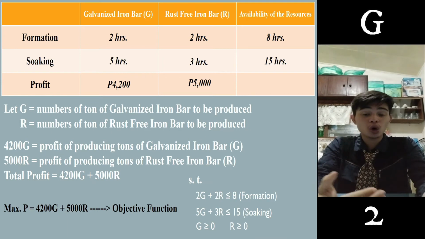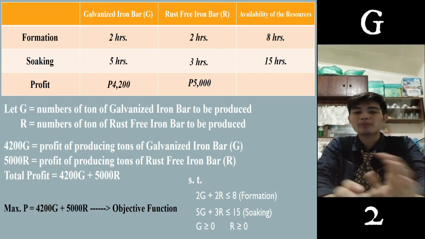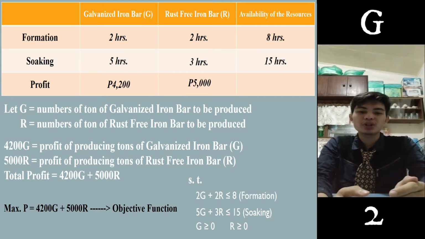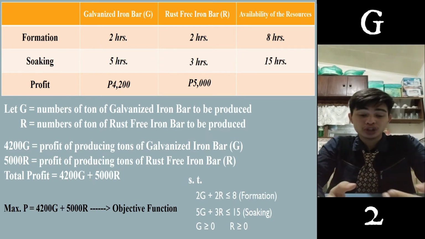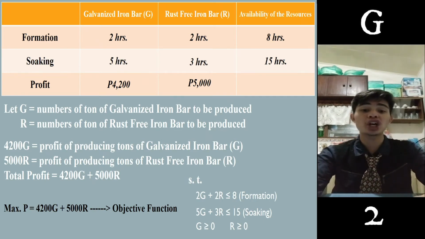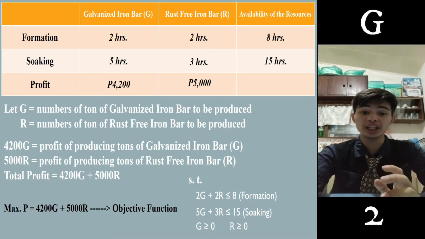And now we are going to have the ST. So what does ST represent? ST represents subject to some constraints. So our constraints here are 2g plus 2r less than or equal to 8 in the formation department, and 5g plus 3r less than or equal to 15 in the soaking department, and g greater than or equal to 0, r greater than or equal to 0.